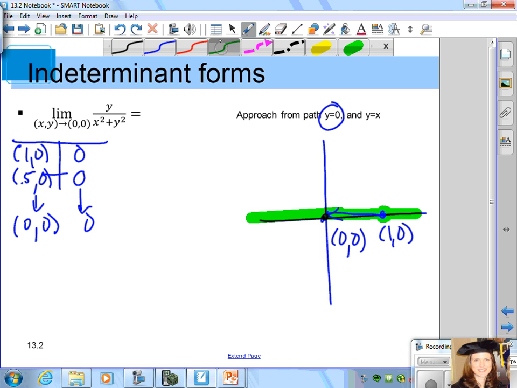You can do this algebraically as well by making substitutions. Find the limit by making the substitution on the path y equals 0. You're going to replace the y in the whole limit with 0.